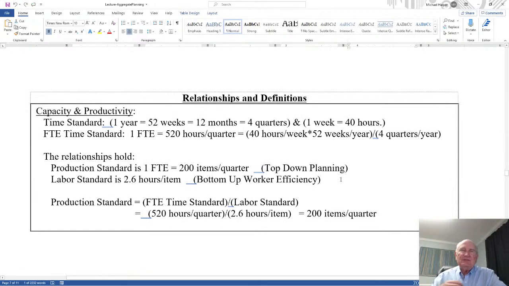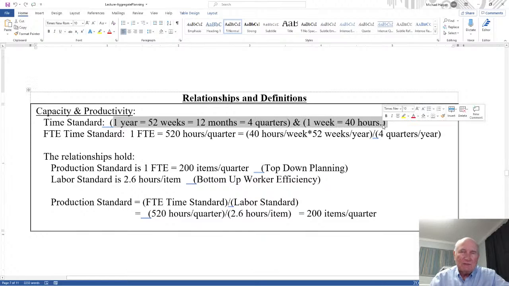Now, the relationships, capacity and productivity. This is just a glimpse into capacity and productivity analysis. Capacity analysis, there's textbooks on this and you can read this. But this is what we need just for this introductory development. Well, first of all, we have a time standard and an FTE time standard. The time standard, and this is the time standard we'll be using for everything we do in this course. 1 year is equivalent to 52 weeks in a year, is equivalent to 12 months in a year and 4 quarters in a year. And 1 week is 40 hours. That's a standard. We'll always use that in here.